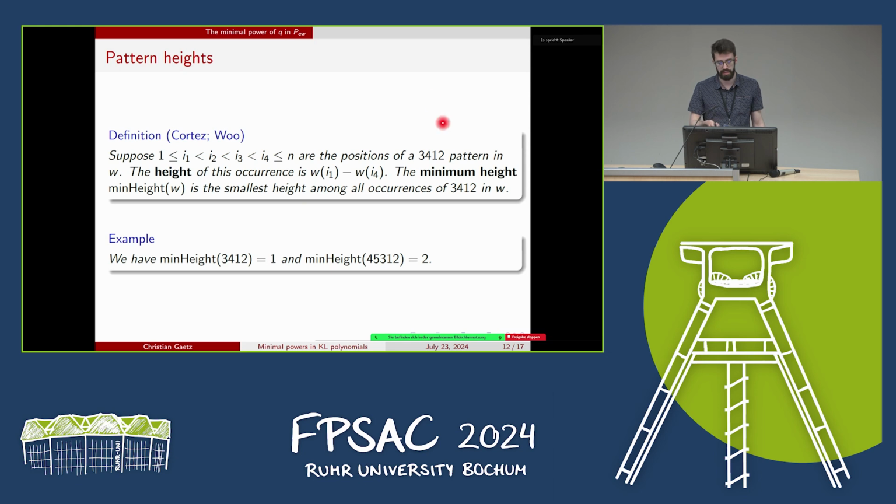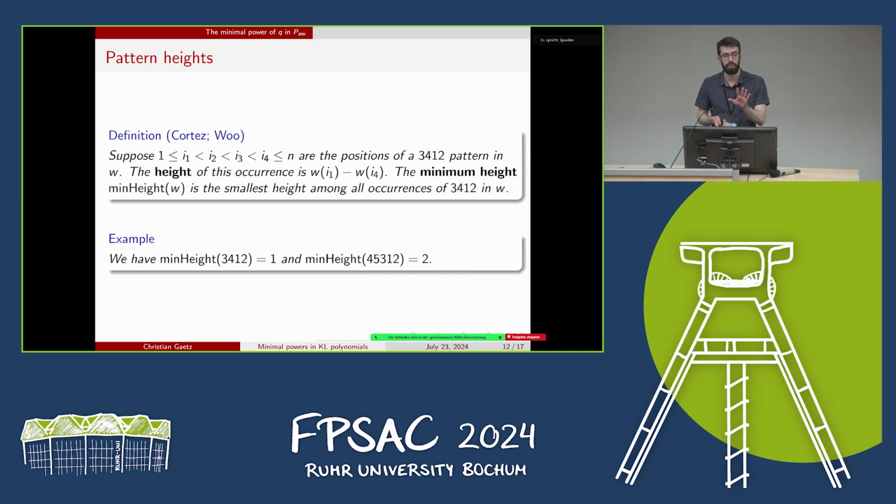So this will always be some positive number. The minimum height of the permutation is the smallest height among all occurrences of 3, 4, 1, 2 in W. So for example, 3, 4, 1, 2 itself has one occurrence of 3, 4, 1, 2. 3 minus 2 is 1, so it has min height 1. If my permutation were instead 4, 5, 3, 1, 2, this has an occurrence of 3, 4, 1, 2 as the 4, 5, and 1, 2. So here 4 is playing the role of 3, so I take 4 minus this 2, and that's 2.